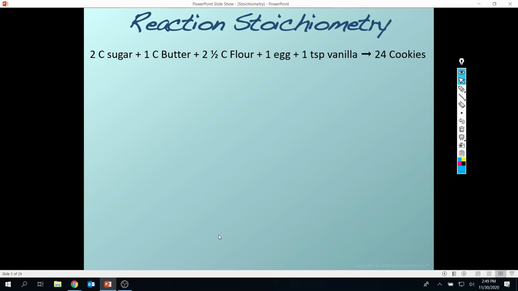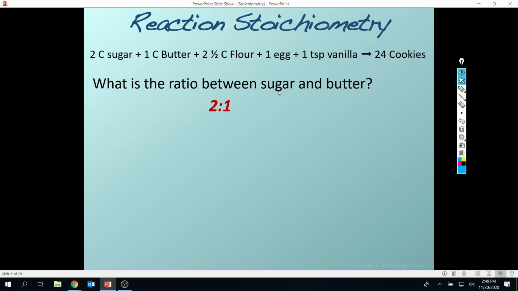So here is our sugar cookie reaction. And the question was, what is the ratio between sugar and butter? And so you just look and say to yourself, hey, it was 2 cups sugar to 1 cup butter, and so that's going to be 2 to 1. And that's that.